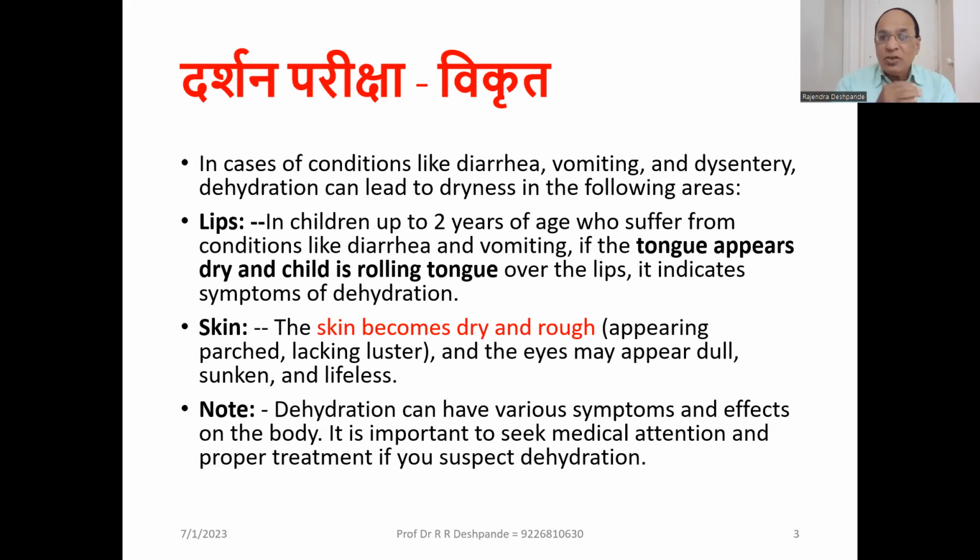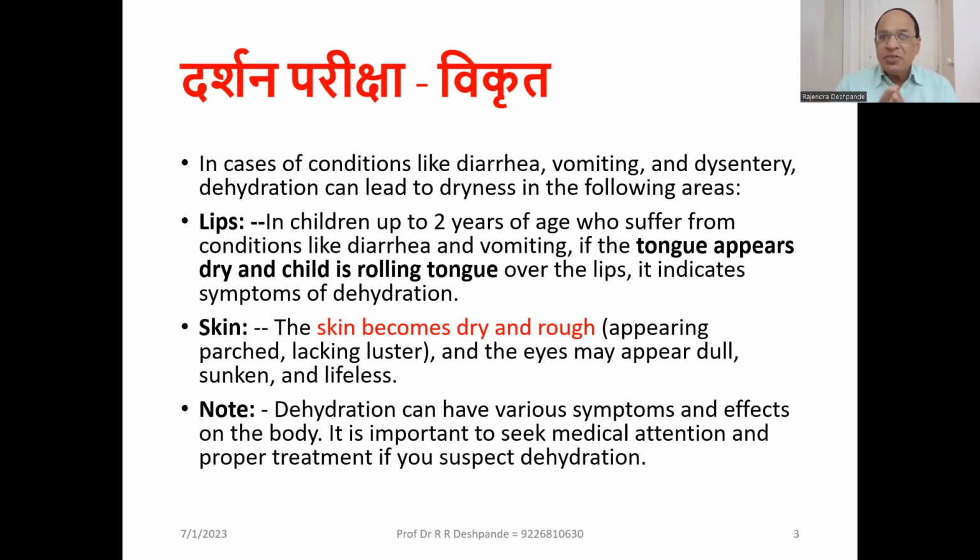So these diseases cause dryness in the body. And so you can see the lips, for example, in children up to 2 years of age, a very small child, if he is suffering from loose motions and vomiting, gastroenteritis, then the tongue becomes totally dry. Sometimes the child, like this, see what I'm doing, rolling the tongue over the lips. The child is telling you that, see, my body is dehydrated. This is not a symptom, it's an observation. You can indicate that this child is suffering from dehydration when he is rolling the tongue over the lips, just to moisten the lips.